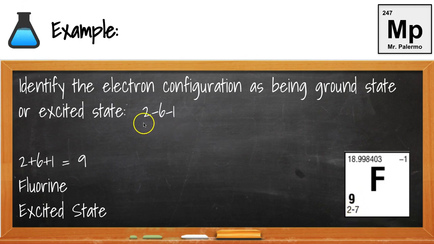And look at my configuration here, which is 2-6-1. It doesn't match, so we know that this is an excited state configuration. One of the electrons in this outer shell jumped up or gained energy and went to an even further electron level.